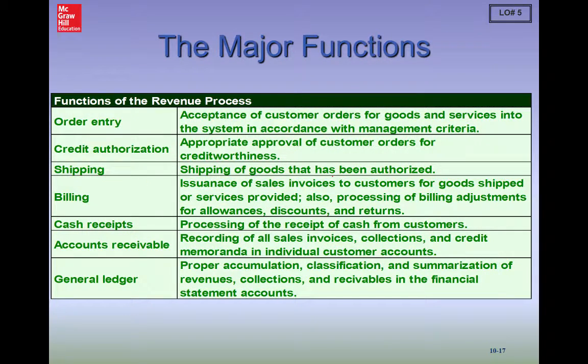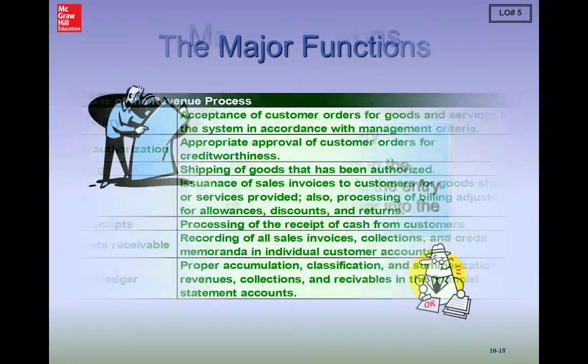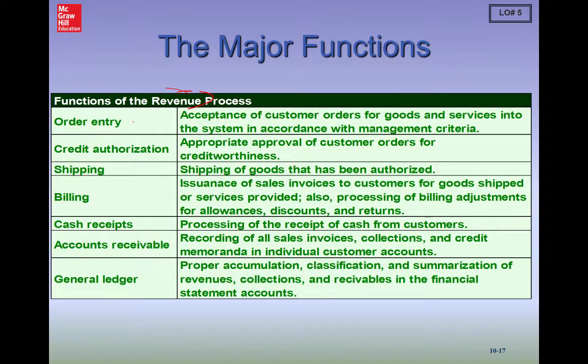So this gives us basically the functions of revenue. So here's, let's go back to that, our order entry. Right here we have the credit authorization, which could be that we are approving the customer to have more of a balance. The shipping of the goods, this is our bill of lading that we have. And then we actually have the billing, which includes the invoicing. And we have cash receipts, which is our credit to accounts receivable.